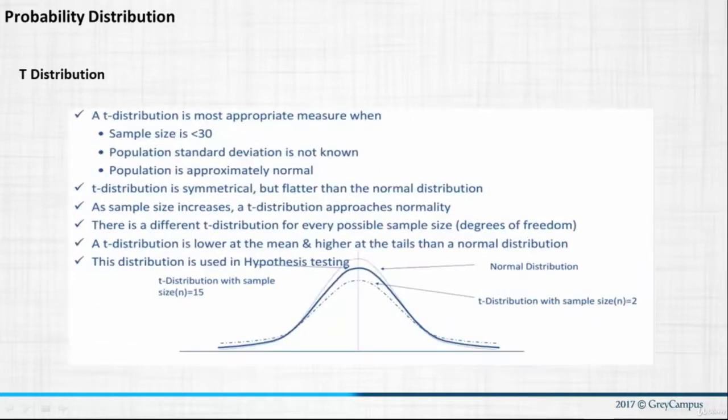The t-distribution is used when sample size is less than 30 and we do not know the standard deviation, but the population is close to being normal, if not normal. You can see that the t-distribution is slightly platykurtic compared to the normal distribution. As the sample size reaches 30, the t-distribution looks closer and closer to the normal distribution.